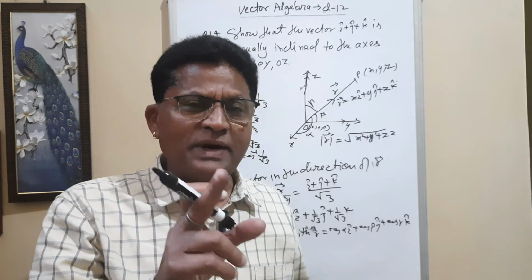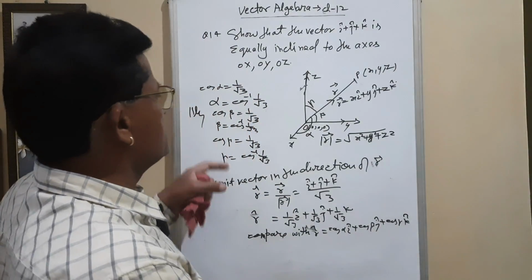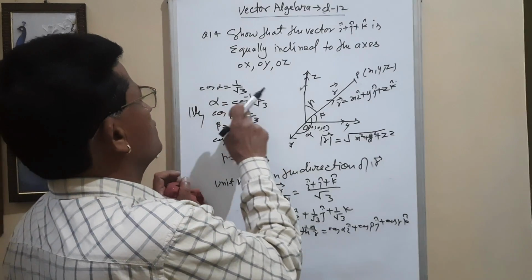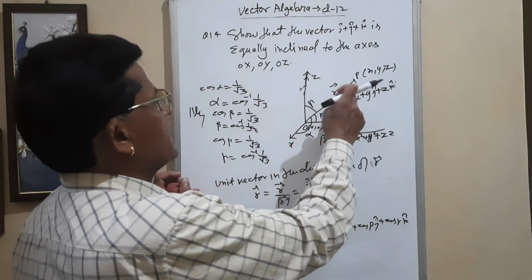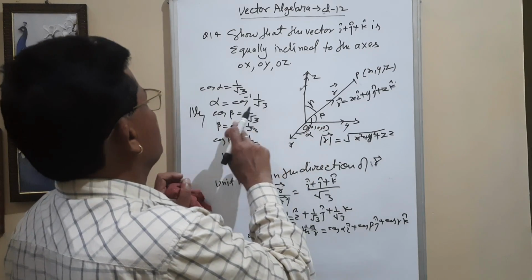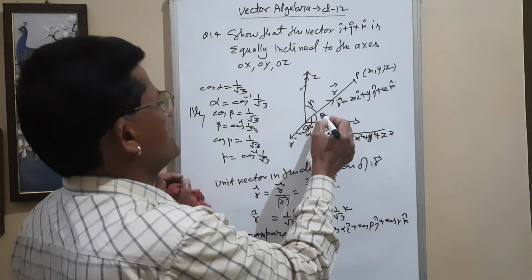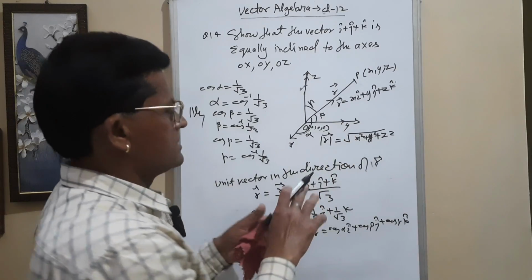That is why I am telling you step by step, slowly, so that you can understand, okay? This is a very important thing. So what is the value of alpha? Cos inverse 1 upon root 3. This is the angle between this r and the x-axis. And what is cos beta? Beta will be the same thing, cos inverse 1 upon root 3. This will also be like that.